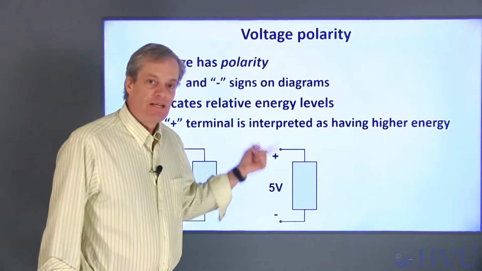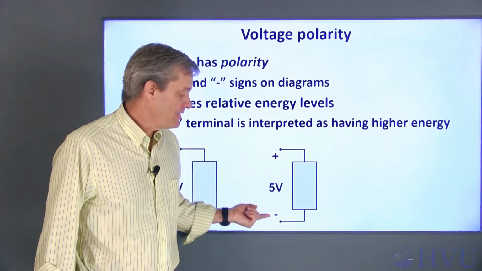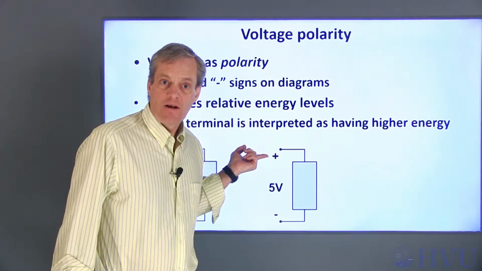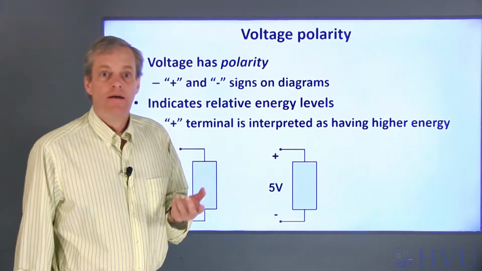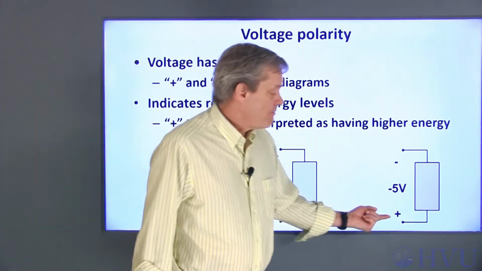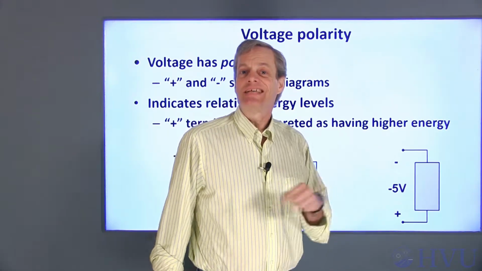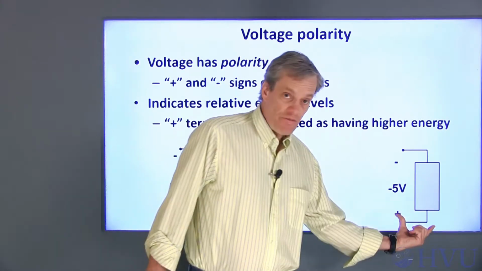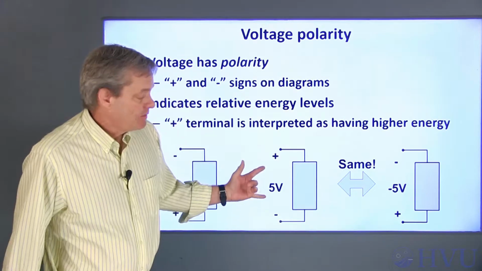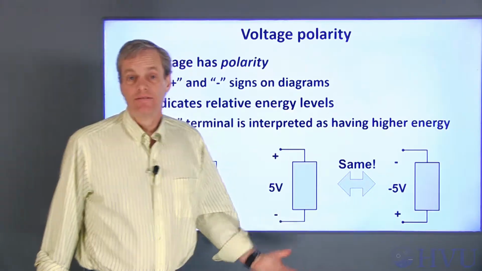Conversely, if the polarity is labeled like this, it means that this terminal has a positive 5 volt higher potential than this terminal. That means that this top terminal is 5 volts higher potential than the bottom terminal. Finally, I can have negative voltages. Here, the bottom terminal is negative 5 volts higher than the top terminal, which means it's actually 5 volts lower. So this voltage difference is exactly the same as this voltage difference. Simultaneously changing the polarity and the sign on the voltage has no effect.